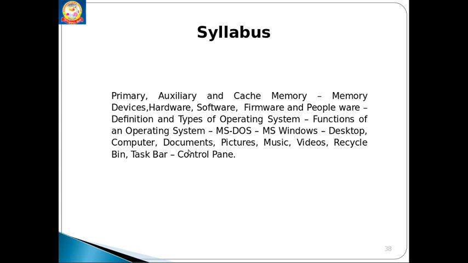In Part 1, we discussed various topics like primary memory, auxiliary memory, cache memory, and various memory devices and hardware. Now, in this session, we will discuss the remaining topics in Unit 2, that is software, firmware, peopleware, operating system, Microsoft disk operating system, Microsoft Windows operating system, and various components in Microsoft Windows operating system.